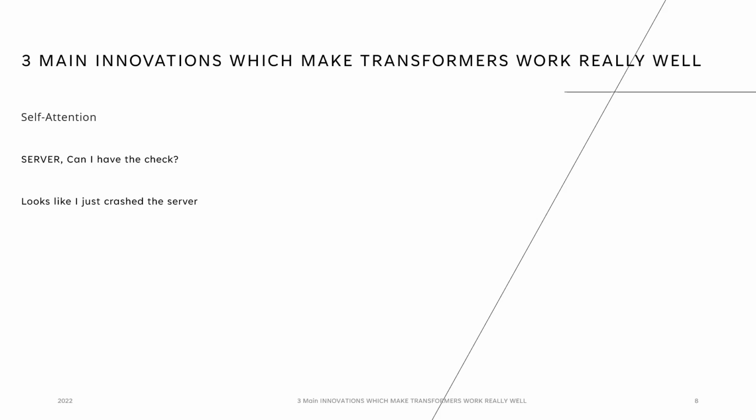By looking at the context of the surrounding words, self-attention helps the neural network understand the word in context. If you look at this example, "server, can I have a check" is totally different from "looks like I just crashed the server." Even though the word in both of them is server, the meaning is completely different. So if you understand the context and if you are trained on it, you can actually make better inferences. This is basically the idea of transformers.